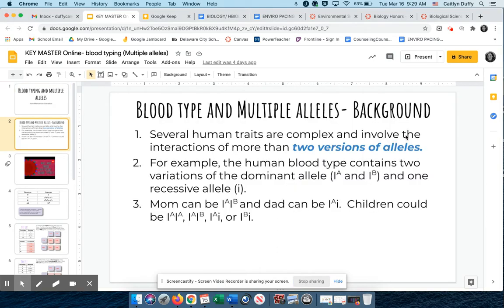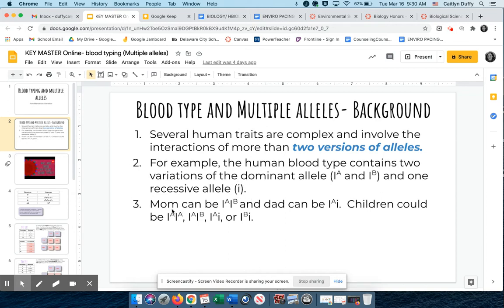Blood typing is different than Mendelian genetics, and there are several human traits, including blood typing, that are more complex and involve the interactions of more than two versions of an allele, much like codominance. For example, human blood type contains two variations of a dominant allele, A and B, and a recessive allele, little i. In blood typing and multiple alleles, you're often going to see a superscript: big I^A and big I^B, which stand for immunoglobulin A and B. Little i represents the recessive allele, where if you get two of these, you are type O blood.